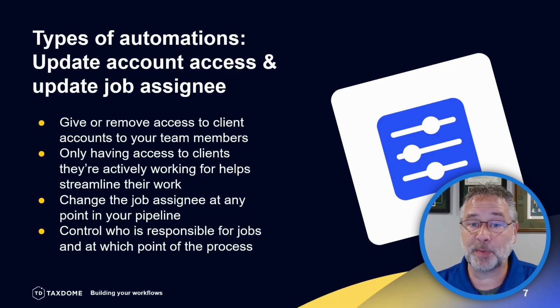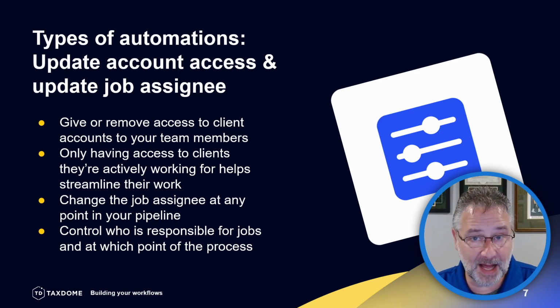So let's say a tax preparer is only given access to clients during the preparation stage, and then as soon as they're done, that access is removed again. Now, this solves potential privacy concerns, but it also streamlines your employees' experience since they only see the clients that they are working on. As for the update job assignee automation, it helps you make sure the right person is responsible for the work that is happening. Instead of having to track jobs and then reassign them regularly, just set it up in a stage of your pipeline and the system will handle all the reassignments for you.